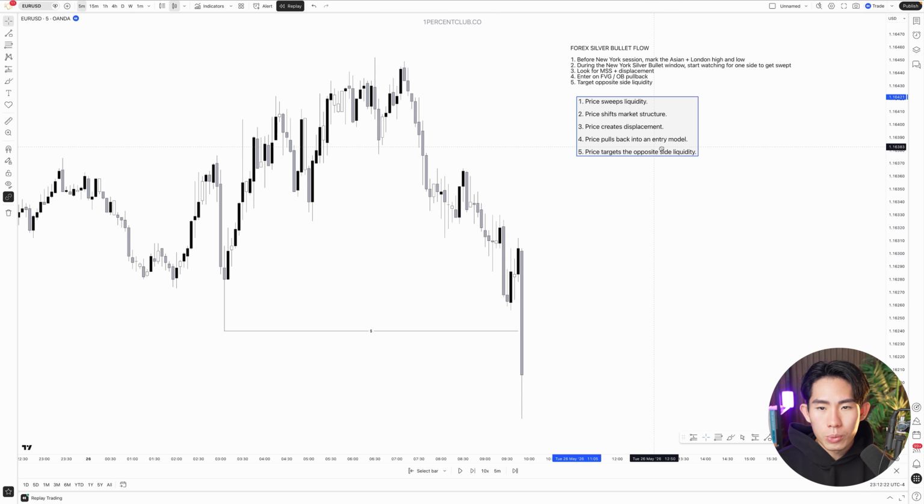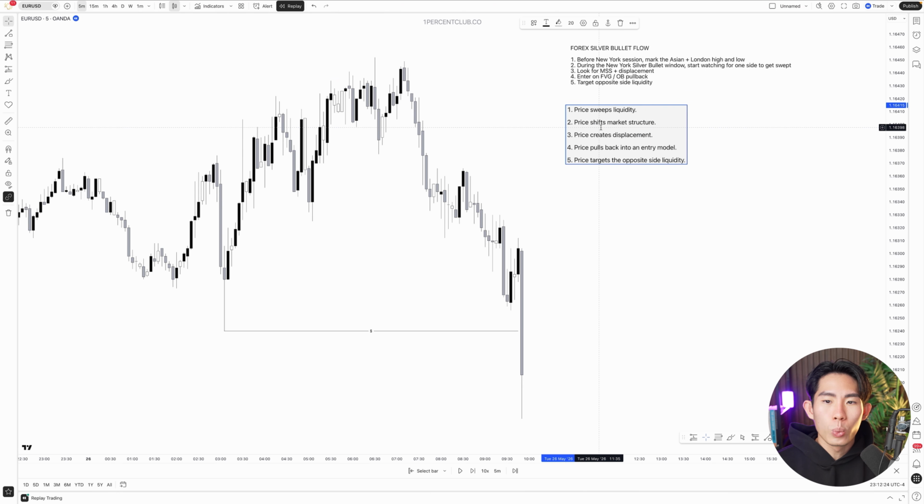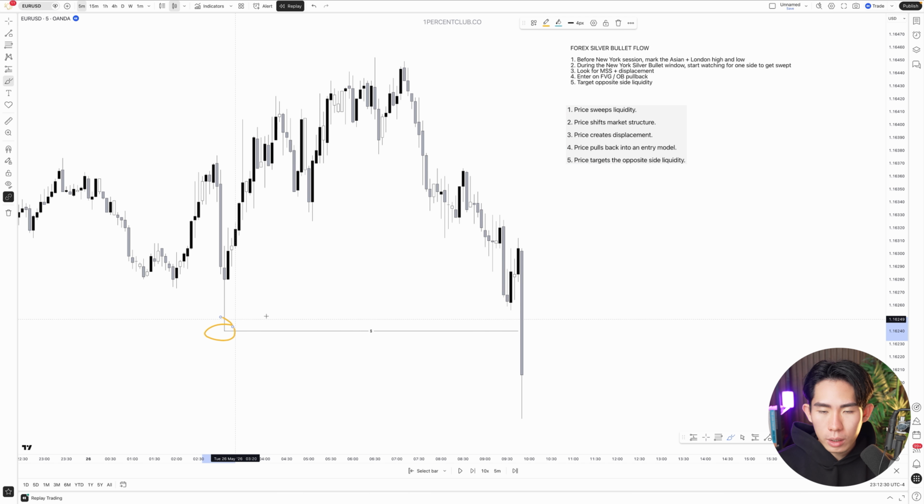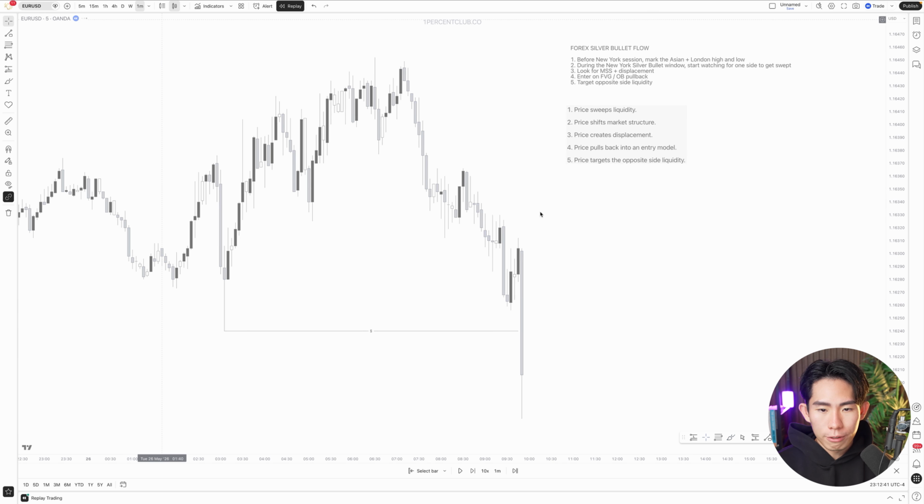All right, and then if you guys recall, step 2 is basically to just wait for the market structure to shift after the liquidity sweep, right? So in this case, price swept the liquidity, right? Step 1 done. Next, we wait for price to shift market structure to tell me that smart money is indeed using this liquidity to cause price to move to the upside. And then this is where perhaps we can jump down to the 1 minute time frame to look for our entry.